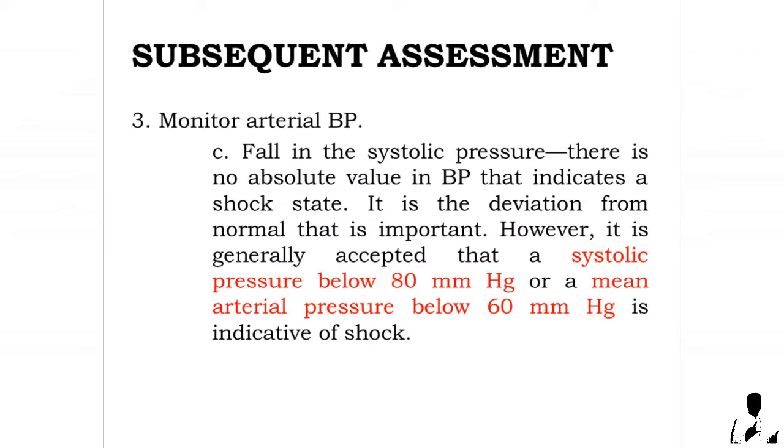There is no absolute value in BP that indicates a shock state. It is the deviation from normal that is important. However, it is generally accepted that a systolic pressure below 80 mm mercury or a mean arterial pressure below 60 mm mercury is indicative of shock.